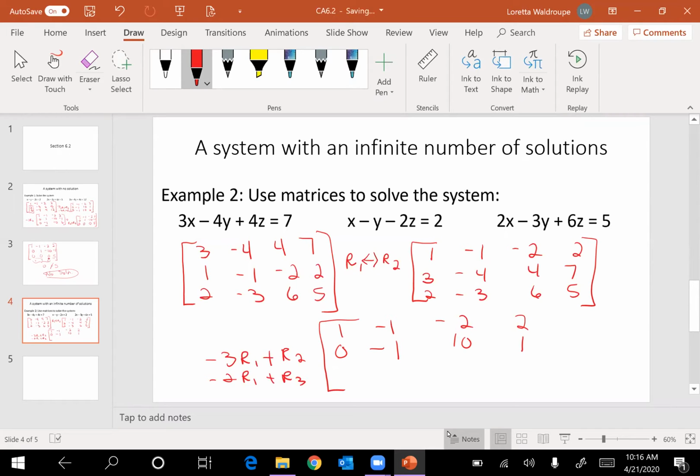Now the bottom row. -2 times 1 is -2, plus 2 is 0. -2 times -1 is 2, plus a -3 gives us -1. -2 times -2 is 4, plus 6 gives us 10. -2 times 2 is -4, plus 5 gives us 1.